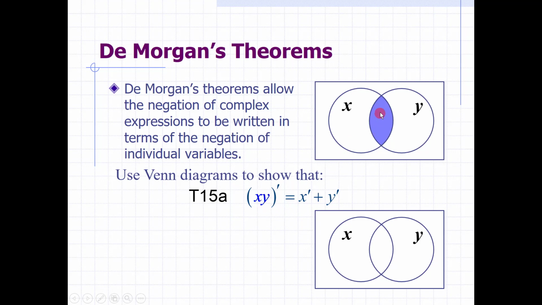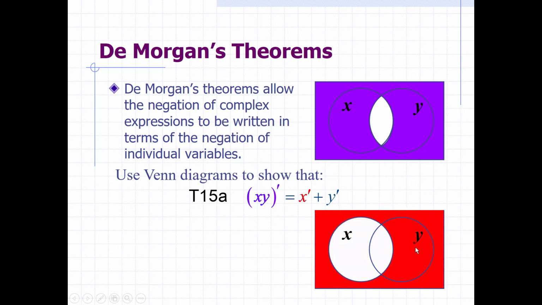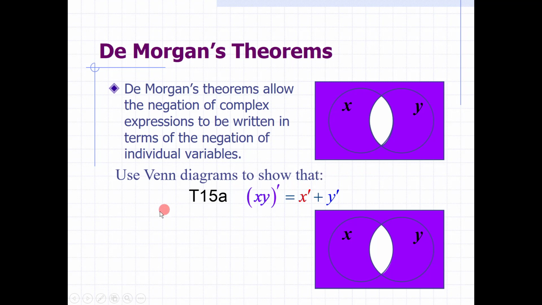Here's x and y, and then we'll negate it. And then we can build the other side of the equation, which is not x combined with not y. And we put those two pieces together with or, and we get the same picture. That's theorem 15a. There is a theorem 15b with an or.